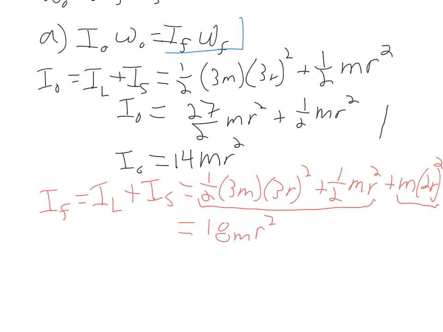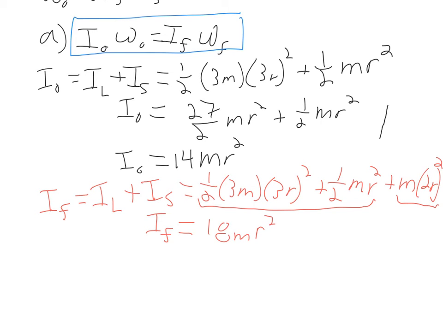So you all, since I'm going to leave it to you, are going to return to here with your new I values and use them with the initial angular velocity given to you at the beginning to try to solve. Okay, so that's for part A.